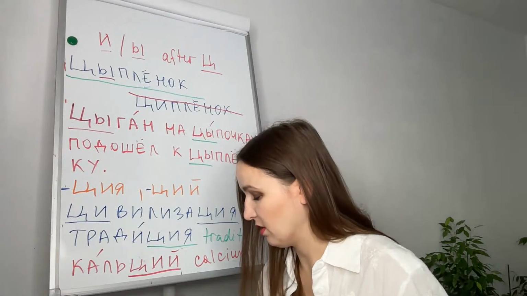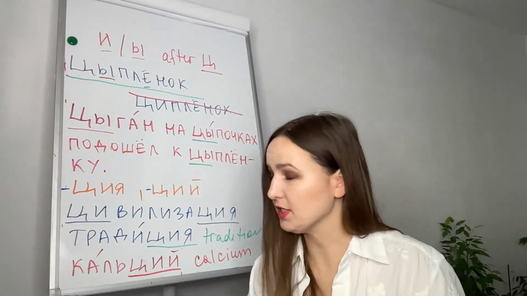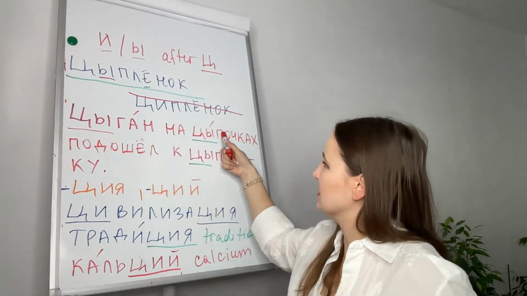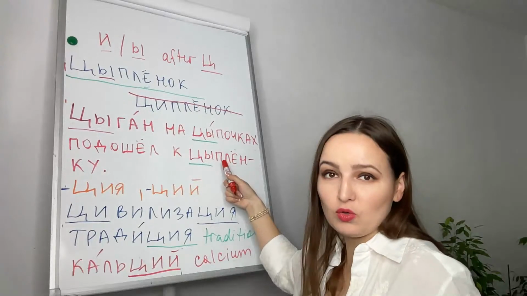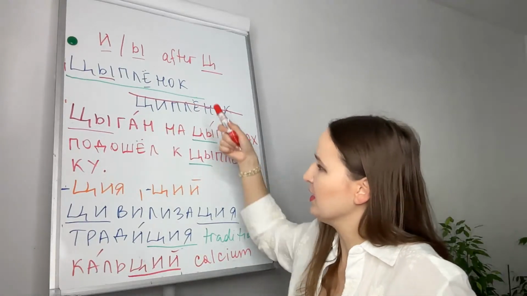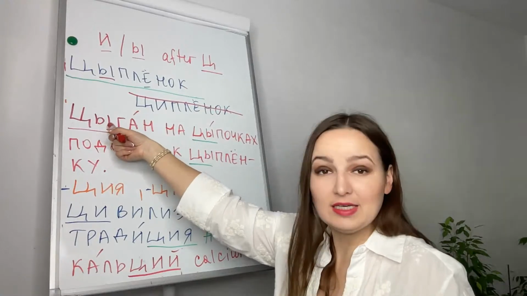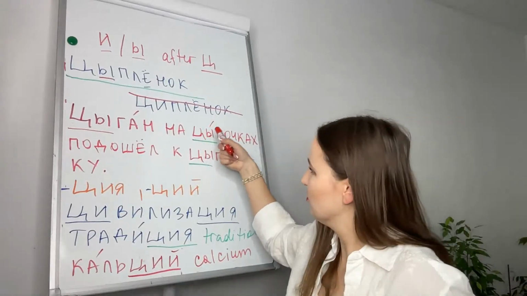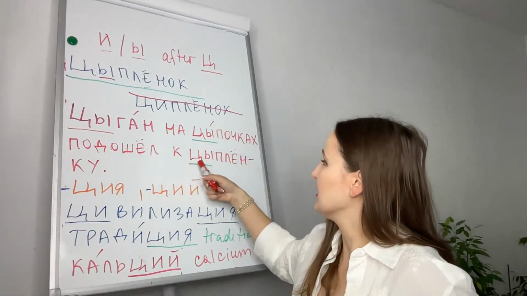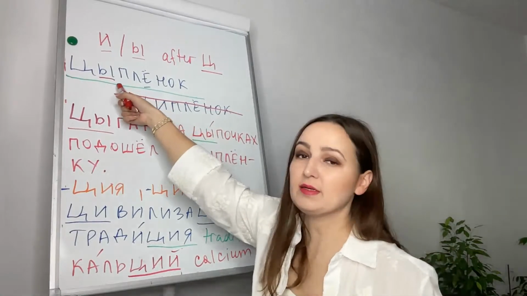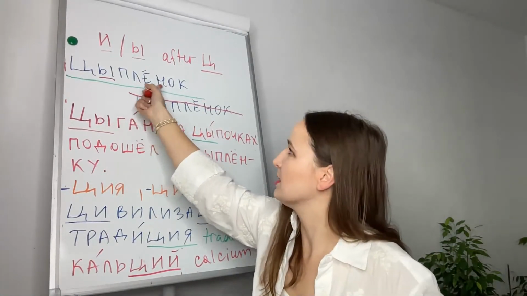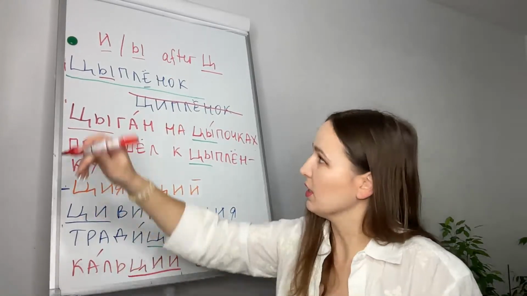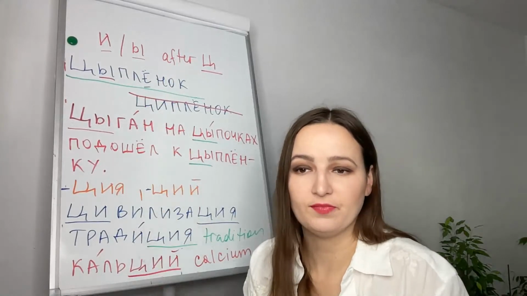And I think that's all for this lesson. Все на сегодня. Спасибо за внимание. So, memorize this phrase. Цыган на цыпочках подошел к цыпленку, because we have three exceptions here. Цыган, gypsy, we write with «ы» after «ц». This is an exception. На цыпочках, on tiptoe, we write with «ы» too. And цыплёнок, like in the title. Цыплёнок is a chicken, and we write it with «ы». Although according to the rule we have to write И, this is an exception, да?